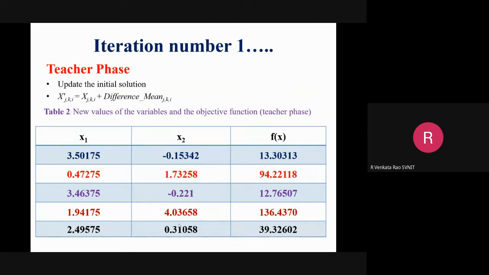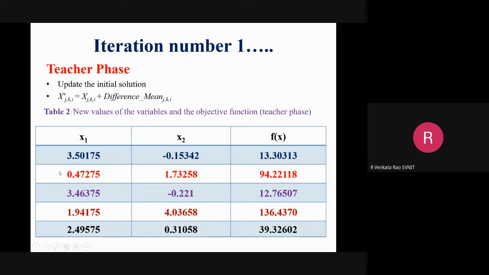So this is table 2. New values of the variables and the objective function. These are the new values of x1 and x2. Then with these new values, you make substitutions. For learner 1, x1 is 3.50175 and x2 is minus 0.15342. You substitute in that fx equation, the objective function, and you will get 13.30313.